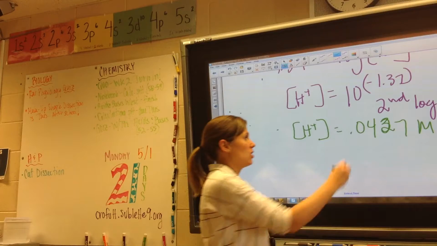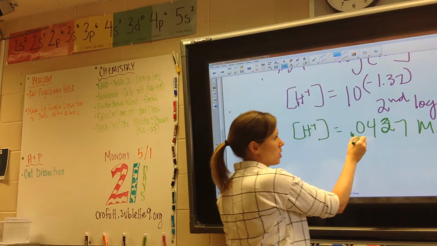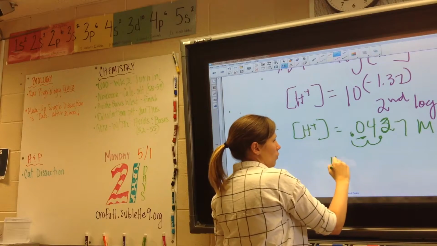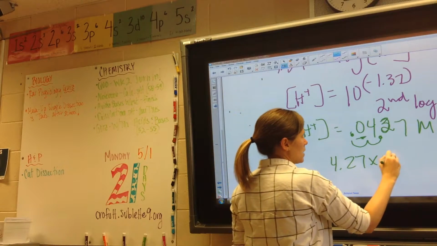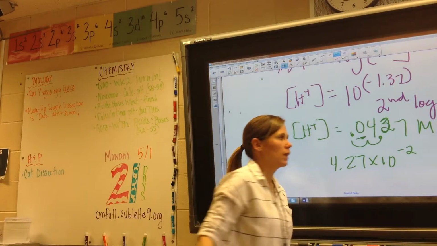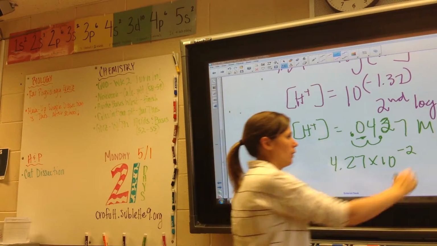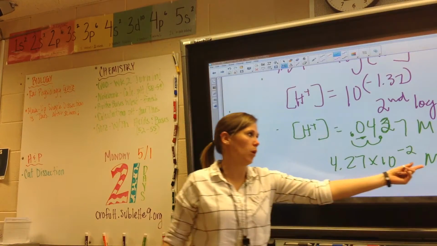Times 10. Scientific notation. That's how I want you guys to write this, especially if it is more than one zero. So scientific notation, 4.27 times 10 to the negative 2. That's how you guys have been used to seeing those. That's why that number kind of threw you off for a second. Your unit label is molar.